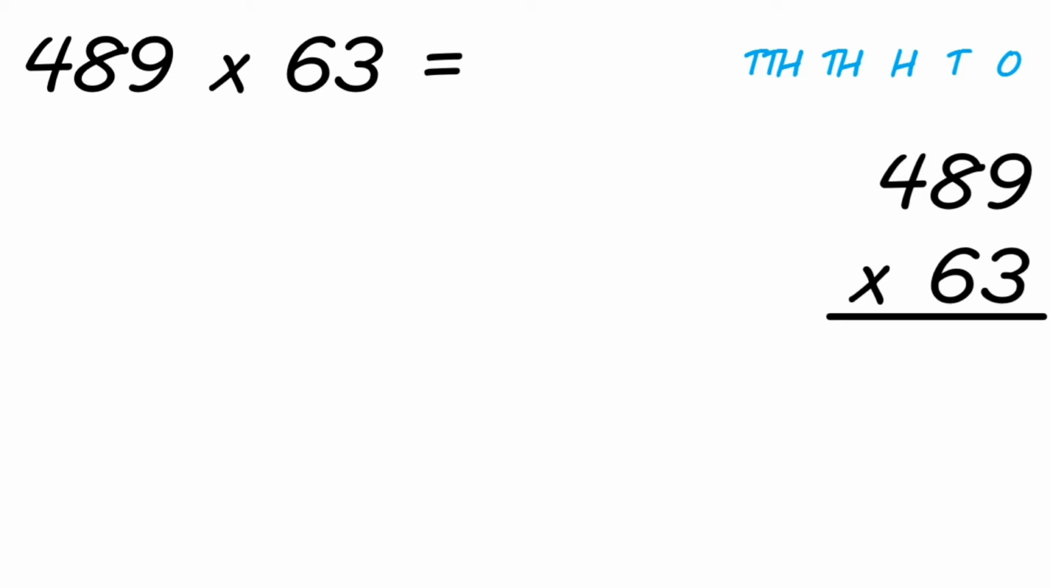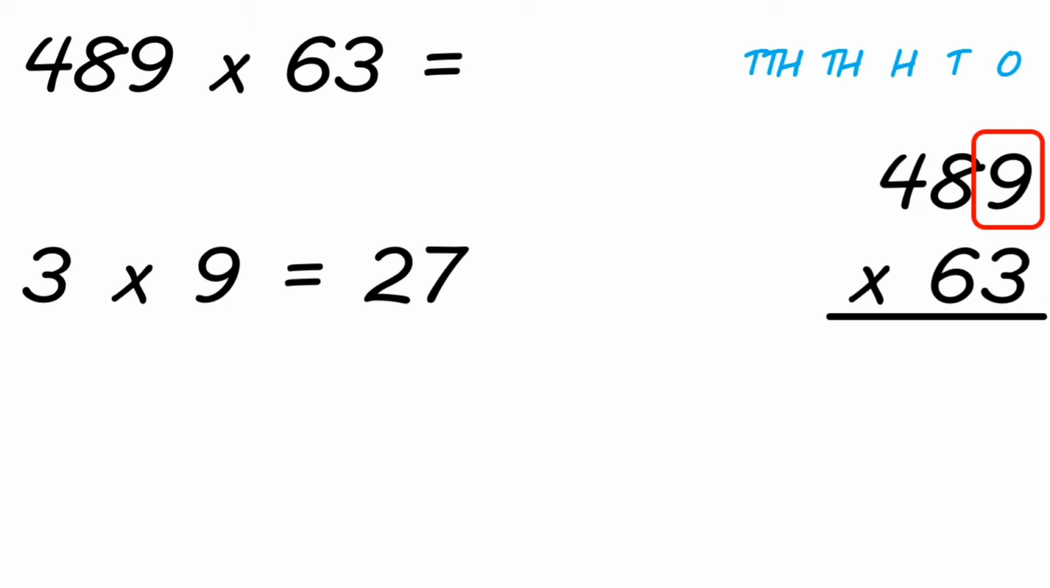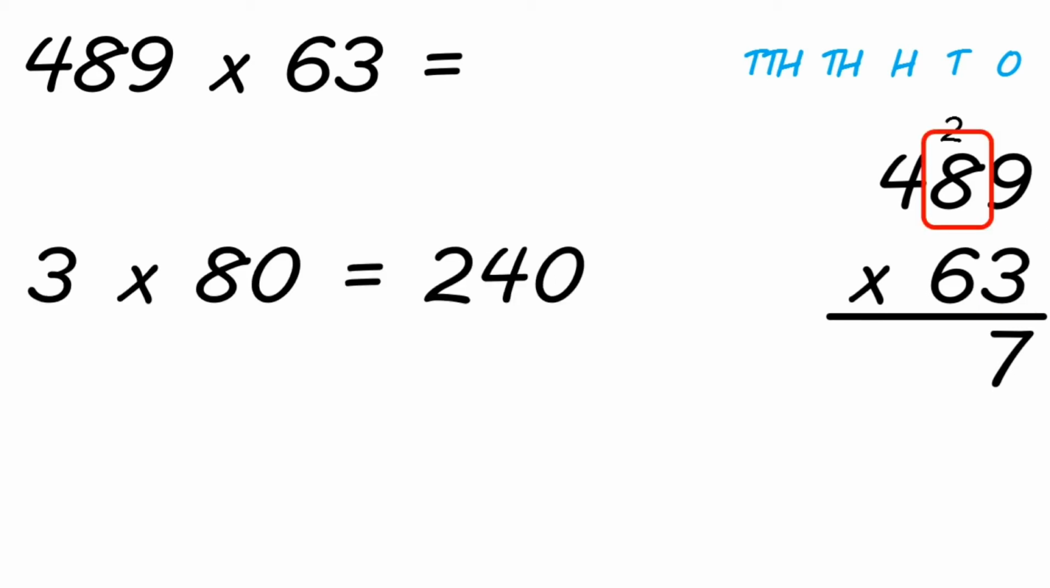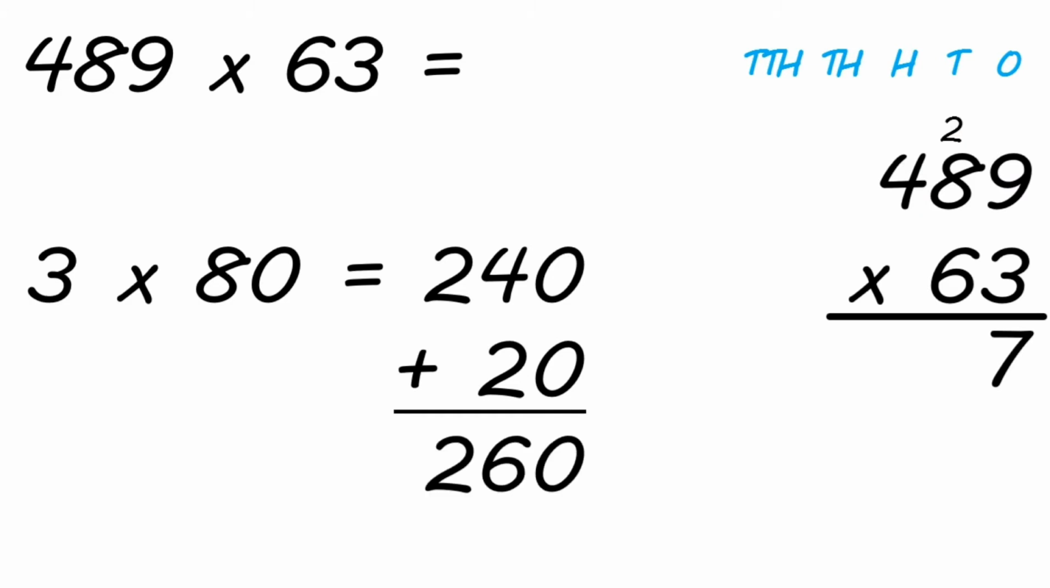So we're going to start by looking at 3 times 9, that's 27. So you're going to write your 7 in your ones column and your 2 is going to go into your tens column. Then you're going to look at 3 times 8, that value of 8 is actually 80. So you've got 240 and you're going to add that 20 that you had from earlier, that gives you 260. So you're going to put your 6 into your tens column and your 2 into your hundreds column.